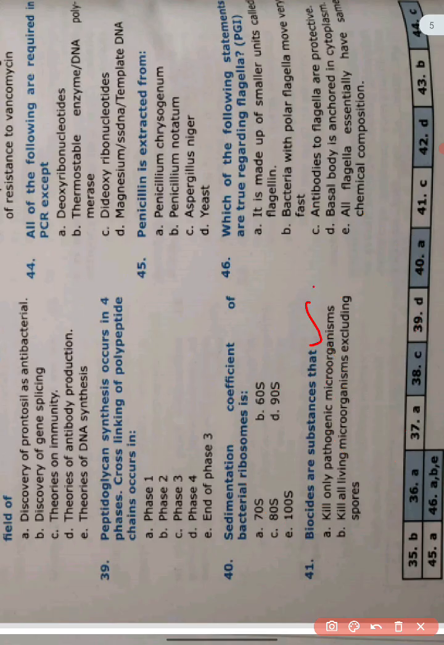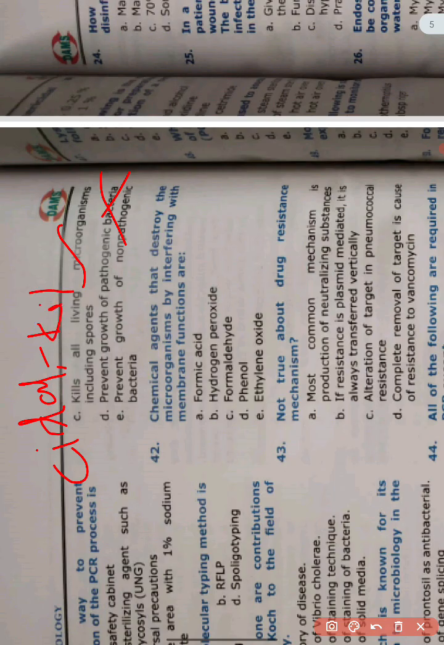Biocides are substances that kill only pathogenic microorganisms? No. Kill all living microorganisms excluding spores? No. Kills all living microorganisms including spores? Yes. Prevents growth of pathogenic? No. So it kills all living microorganisms including spores. Cidal means to kill. Static agents mean to prevent the growth. Cidal means to kill all the microorganisms including the spores.